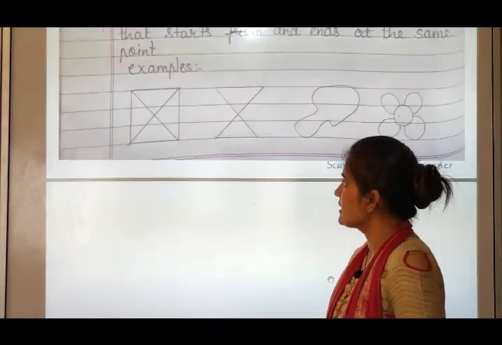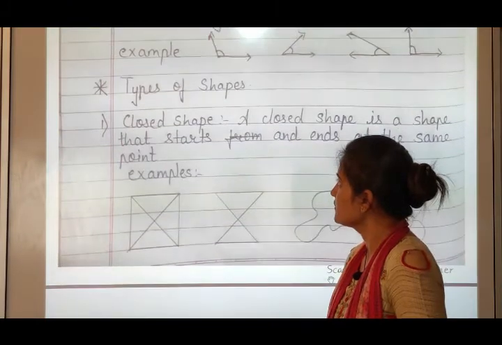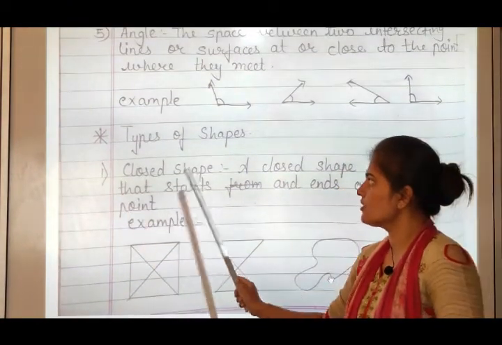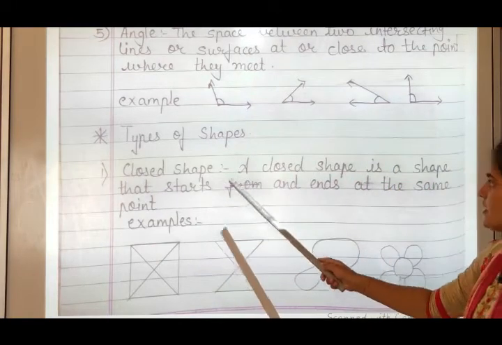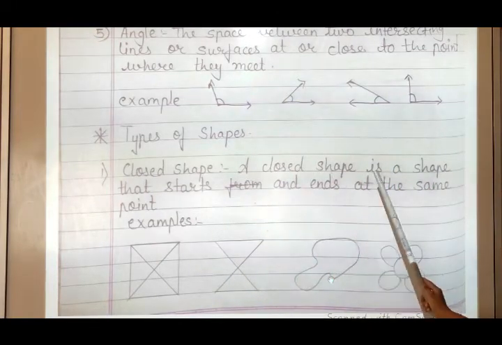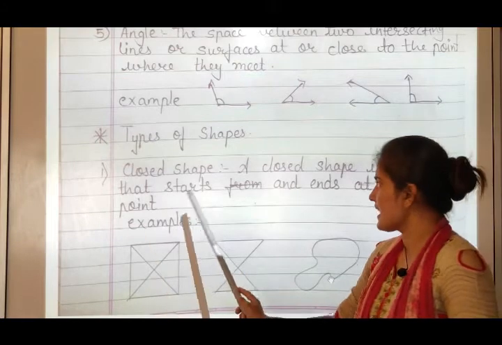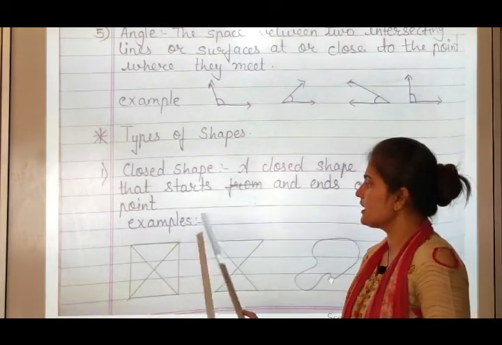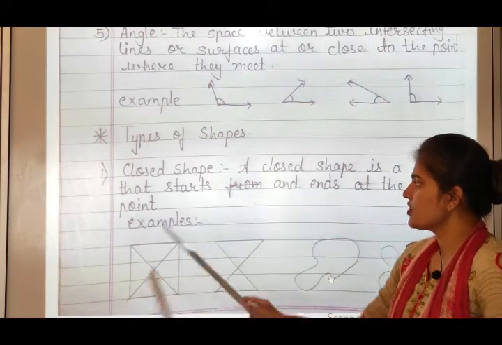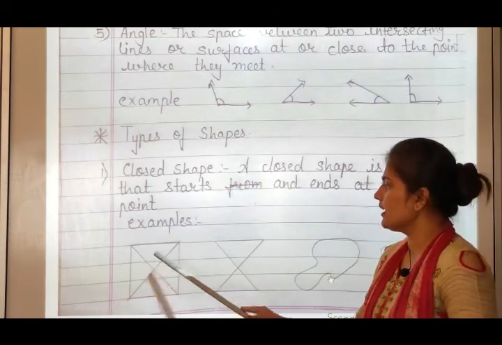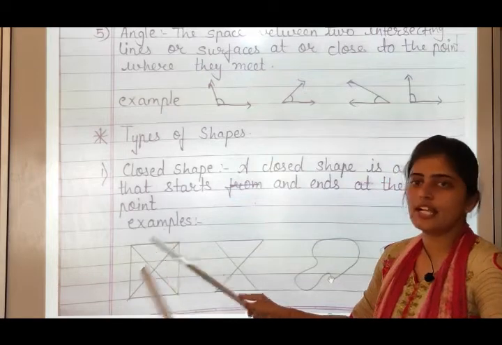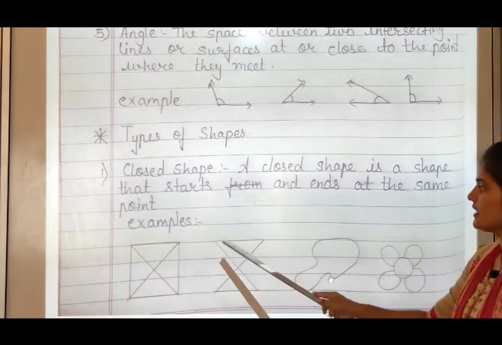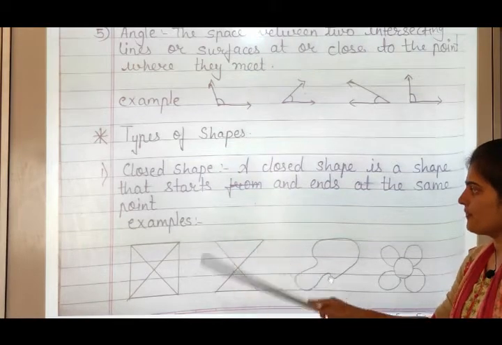Now next is types of shapes. First is closed shape. First we will see the definition. A closed shape is a shape that starts and ends at the same point. Here you can see the examples, this is a closed shape, means if you are standing over here then you are not able to go outside this shape, then that is a closed shape. Here also you can see this is also a closed shape.